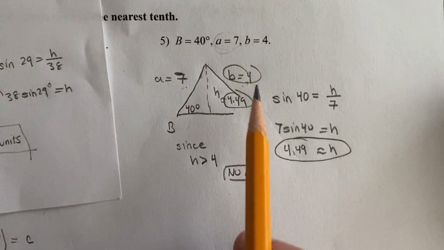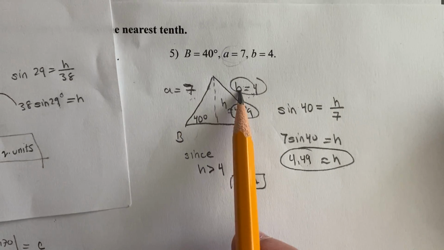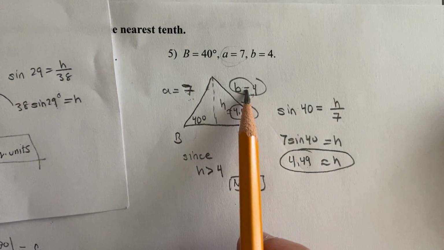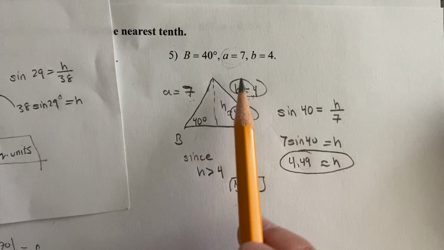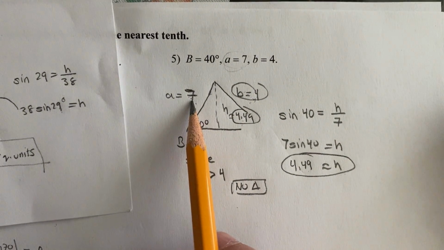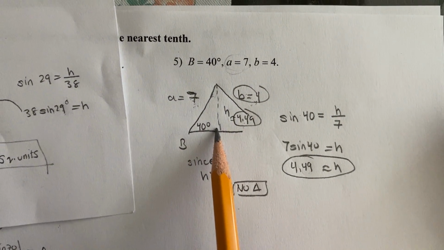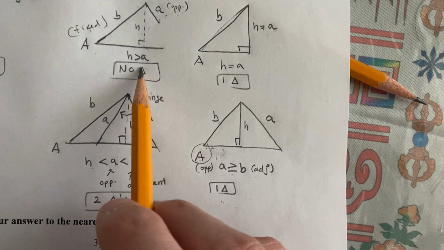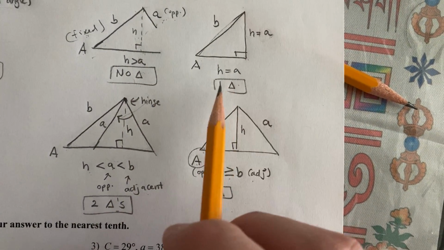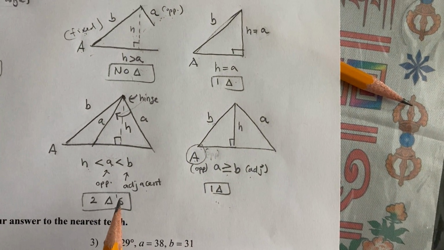So the key right here is to do the comparison of these two sides. Once you establish that your side that's opposite the fixed angle is less than the side that's adjacent, you have to compute the height. And once you compute the height, you can deduce whether it's going to be no triangle, one triangle, or two triangles.